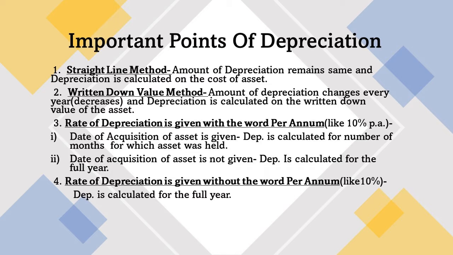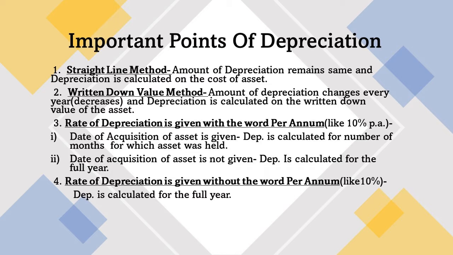Now third is, when the rate of depreciation is given with the word per annum. Now pay attention here, it is very important. Like if the rate of depreciation is given as 10% P.A or per annum, then depreciation is charged for the exact number of months for which the asset was owned by the business. So here the date of acquisition or purchase of asset is very important.